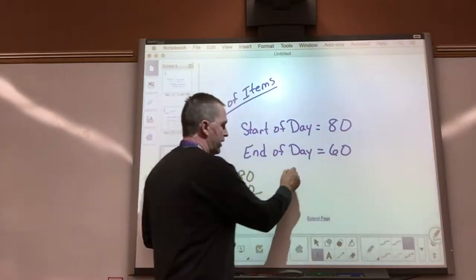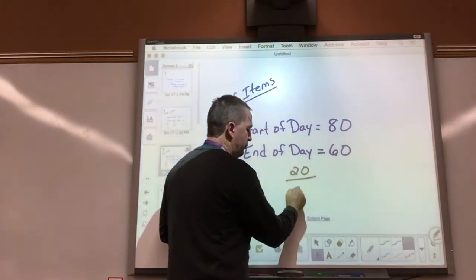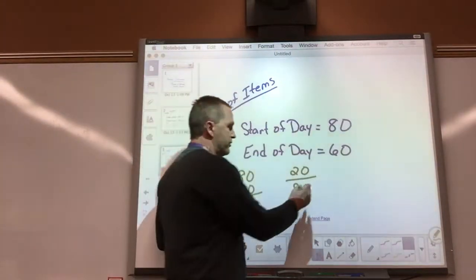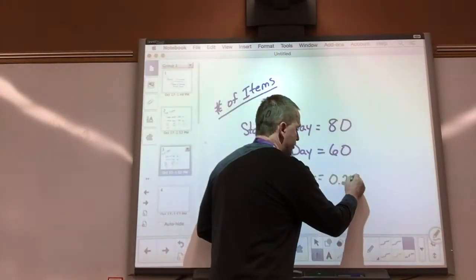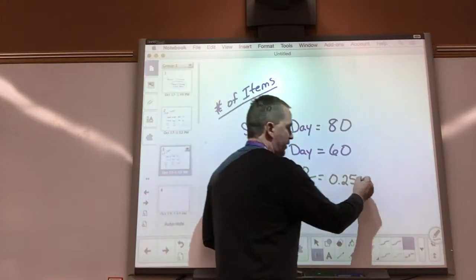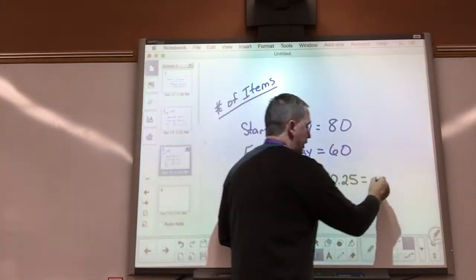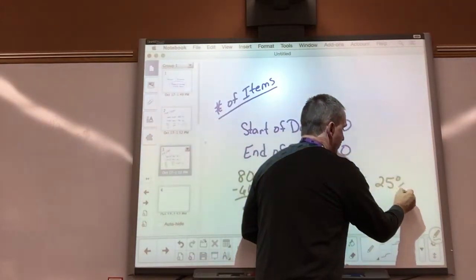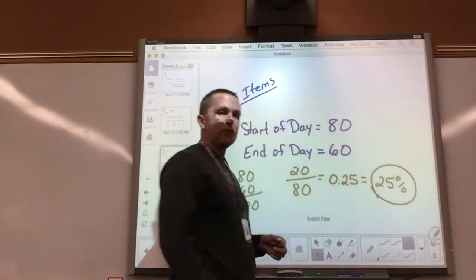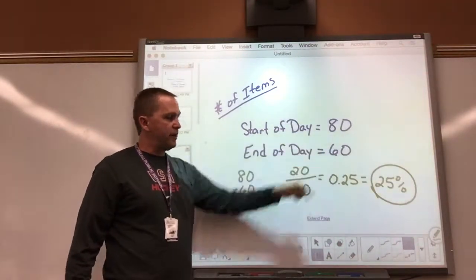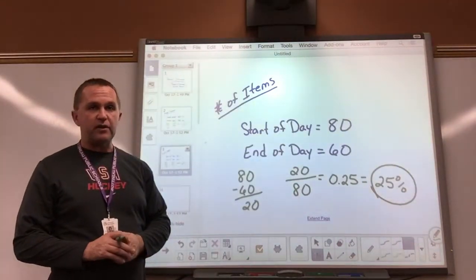I then take the 20 items and I divide by the original amount. 20 divided by 80 turns out to be 0.25. And again, if I move the decimal 2 spots to the right or multiply by 100, I would then come up with a 25% decrease in this case. Going from 80 items to 60 items is a 25% decrease.